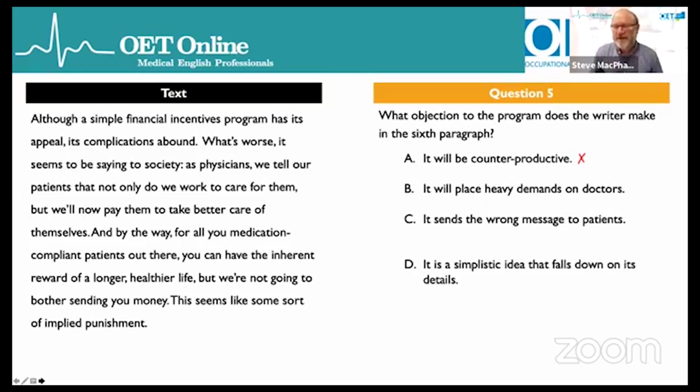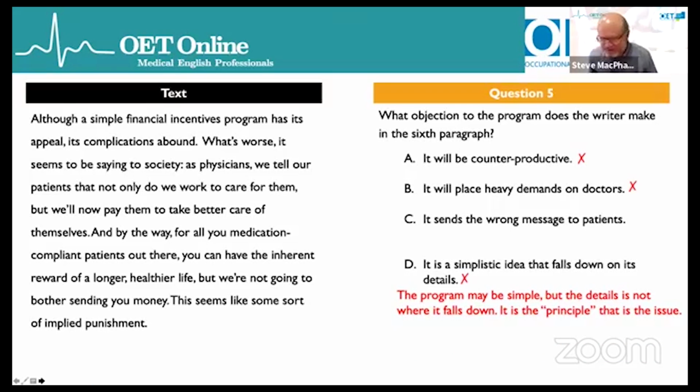Quite a few people, well, not a few, 5% went for A. It will be counterproductive. It does say in the beginning, although a simple finance incentives program has its appeal, complications abound. Perhaps there's a possibility that we could say it'll be counterproductive if we imply that, but it doesn't really say it. But then we get the sentence, what's worse? So this is where the real key information comes. A few people said it will place heavy demand on doctors, but I didn't find that meaning there. We'll have a look at that as we read it in a second.